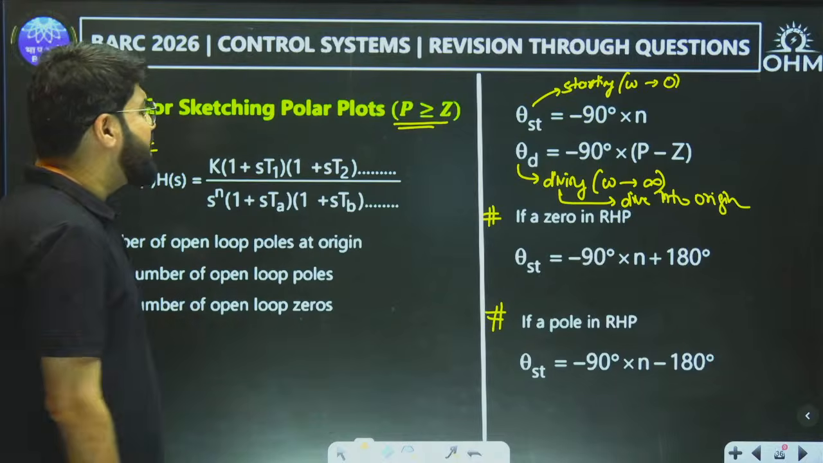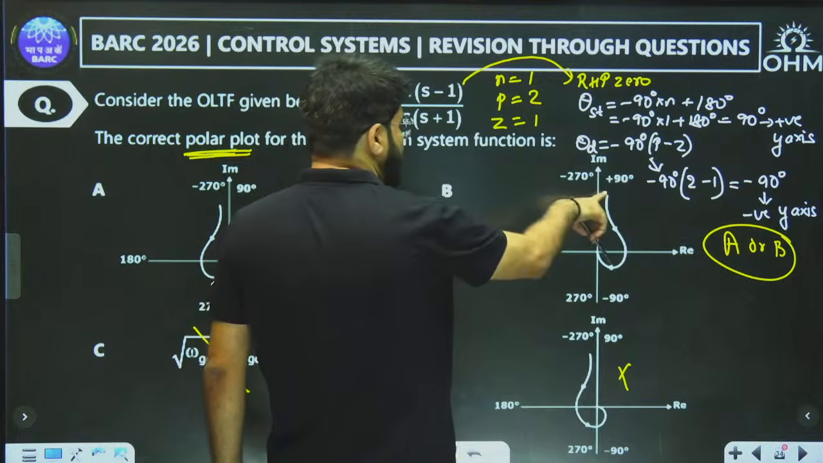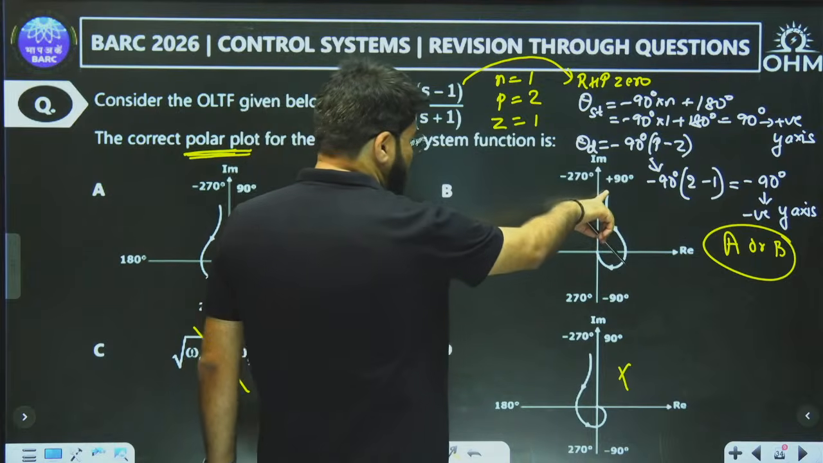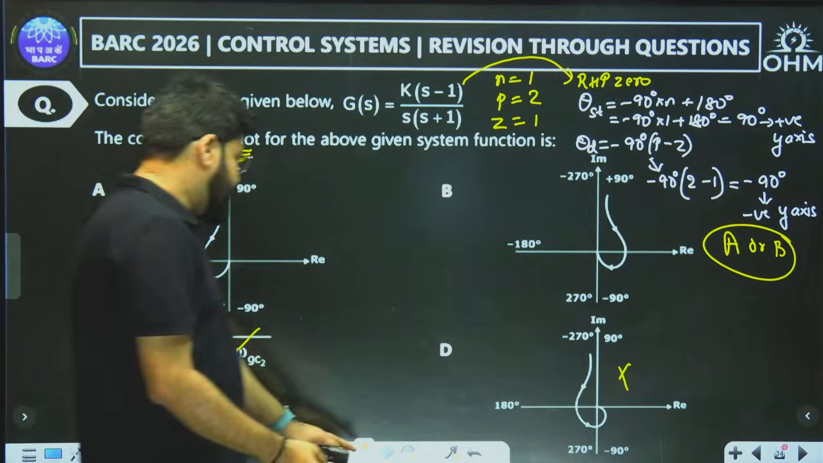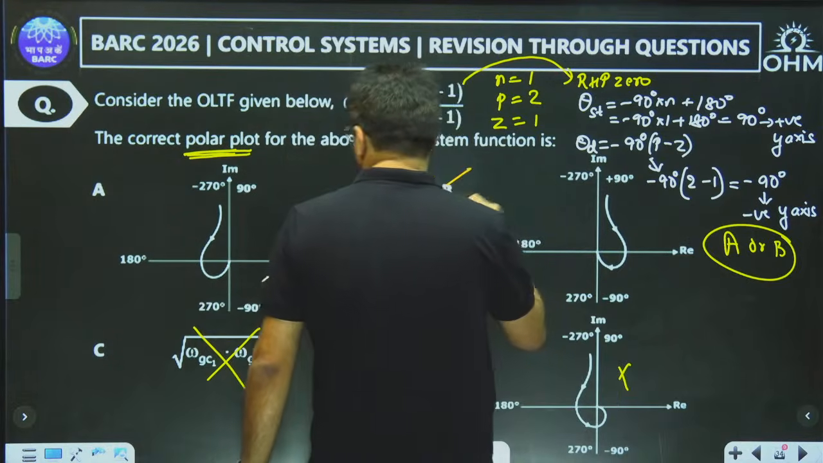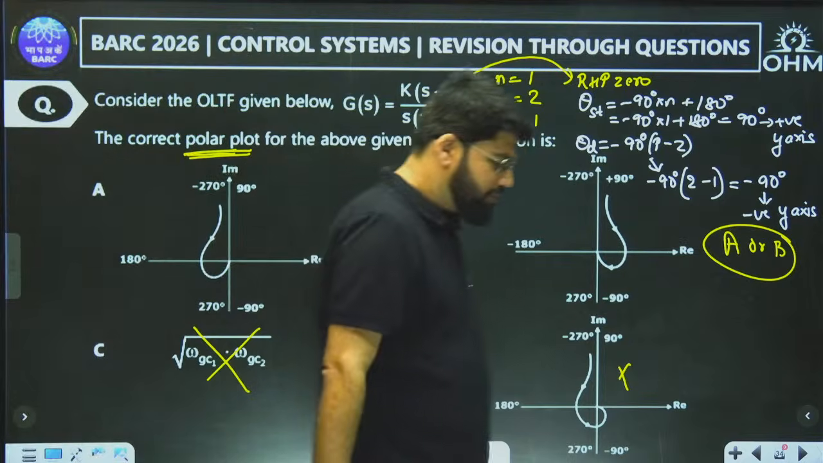So now tell me the correct answer. The correct answer has to be B in that case, I mean the first quadrant for any omega slightly greater than 0. The plot will start from the right side. That is option number B.